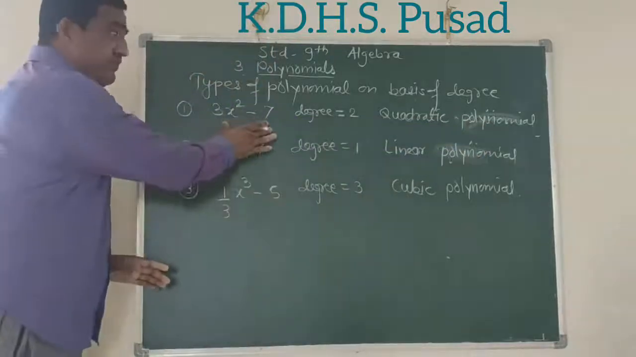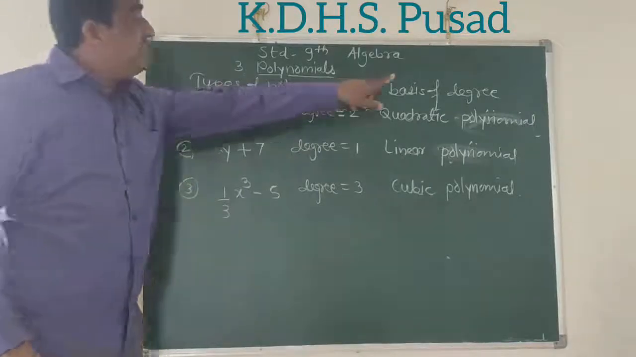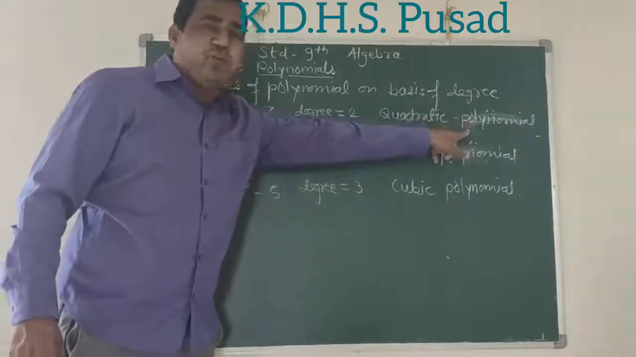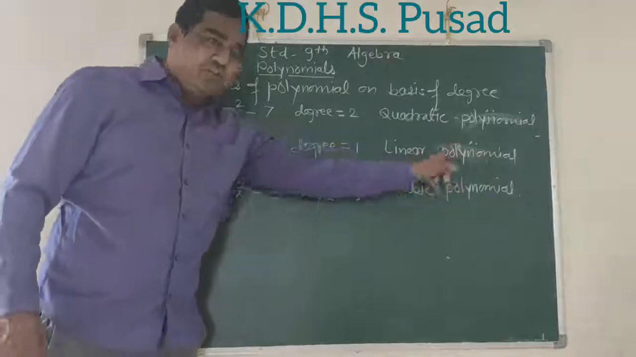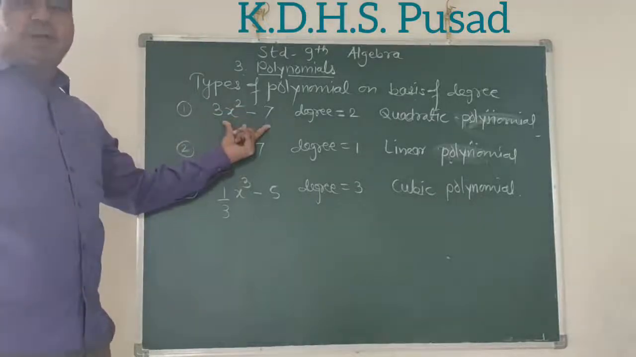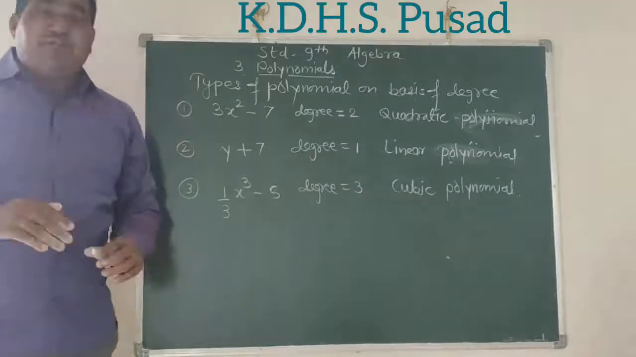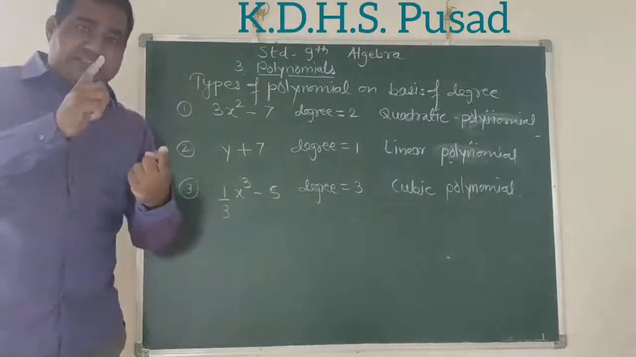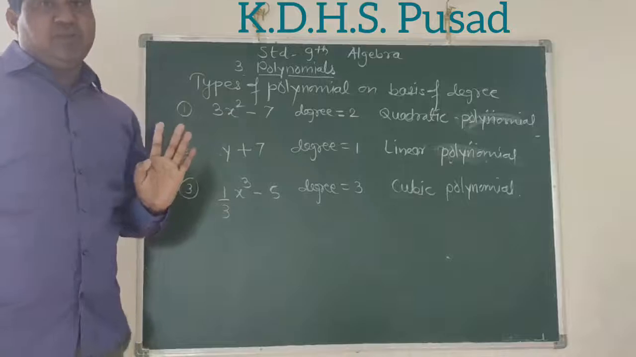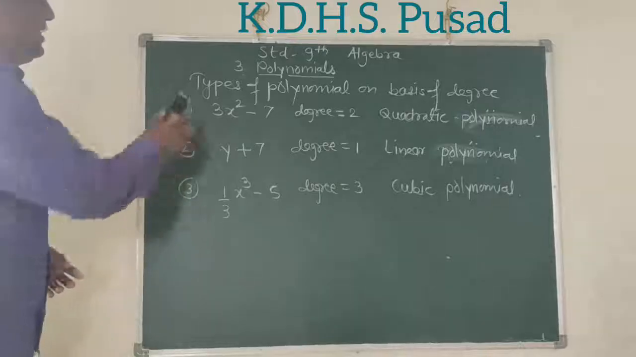Now don't consider terms. Here I have written 2 terms already in each. On the basis of degree, when the degree is 2, it is called a quadratic polynomial. When the degree is 1, it is called a linear polynomial. When the degree is 3, it is called a cubic polynomial. And if we consider terms, 2 terms is binomial, again 2 terms binomial. So we can classify polynomials on the basis of terms as well as on the basis of degree. Okay. Now I proceed further.